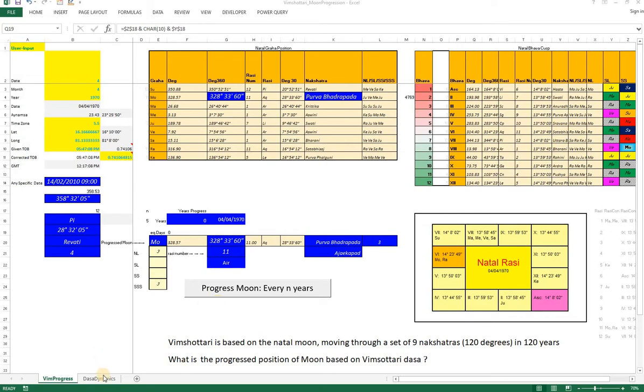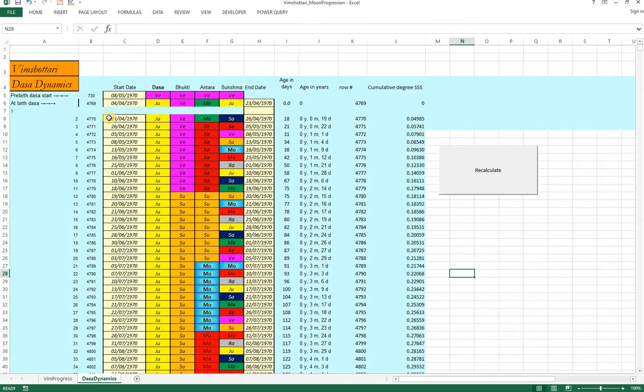We all know, suppose a person is born at some time, he has a particular dasha starting, bhukti starting, antara starting, sukshma starting, and then as he ages he passes through various dasha, bhukti, antara, sukshma sequences. So that is always there. But then what exactly is this?